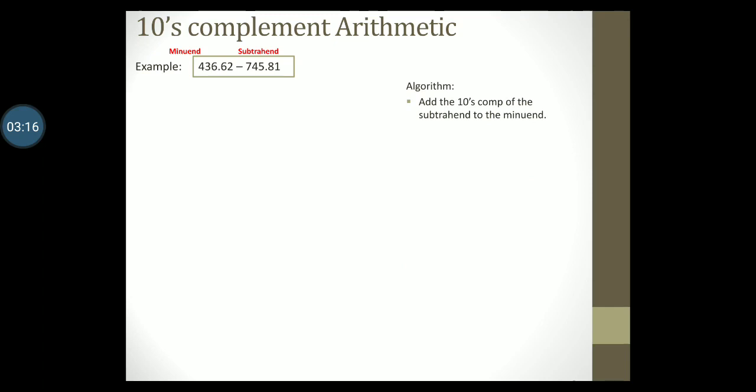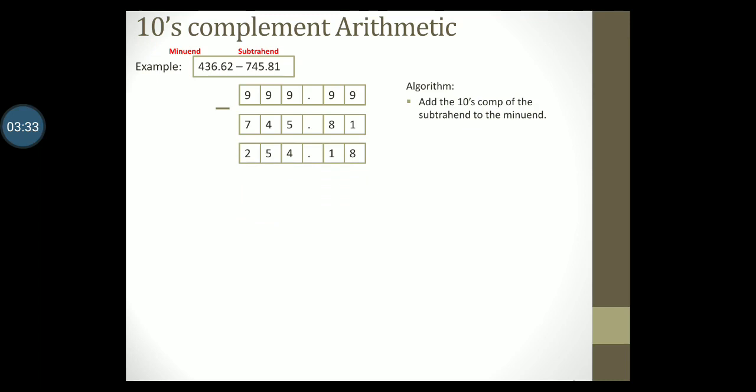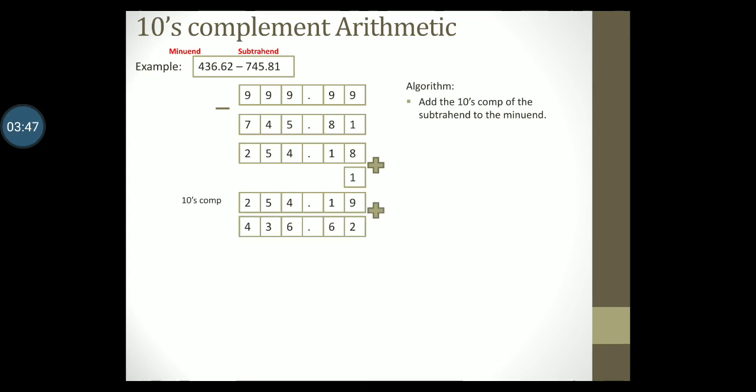The first step tells us to add the tens complement of the subtrahend to the minuend. The subtrahend in this case is 745.81. Find its nines complement by subtracting each digit from 9. We get the answer as 254.18. Add 1 to the LSD to get its tens complement as 254.19. The algorithm step also tells us to add this to the minuend, which is 436.62.